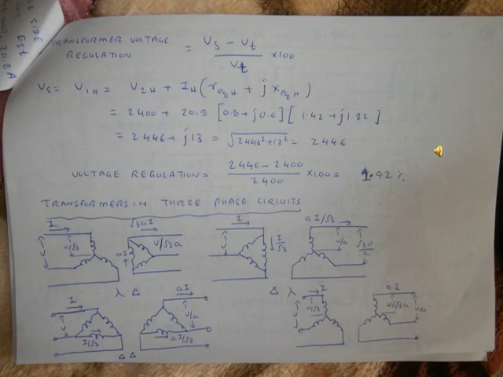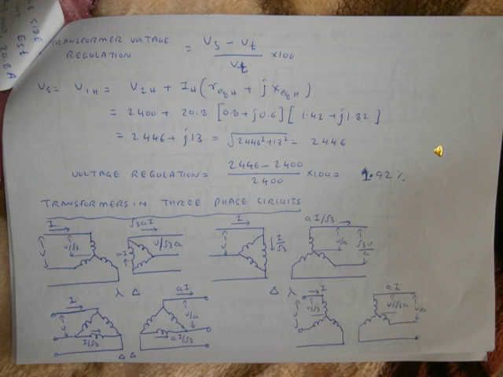So we got 2400 multiplying 20.8 multiplying 0.8 plus j0.6, plus 1.42 plus j1.82. By solving this, you get 2446 plus j13. So that will be 2446, the equivalent sending voltage. So the voltage regulation will be the sending voltage minus the load voltage, divided by the load voltage, multiplied by 100. So 2446 minus 2400, divided by 2400, multiplied by 100, you get 1.92%.